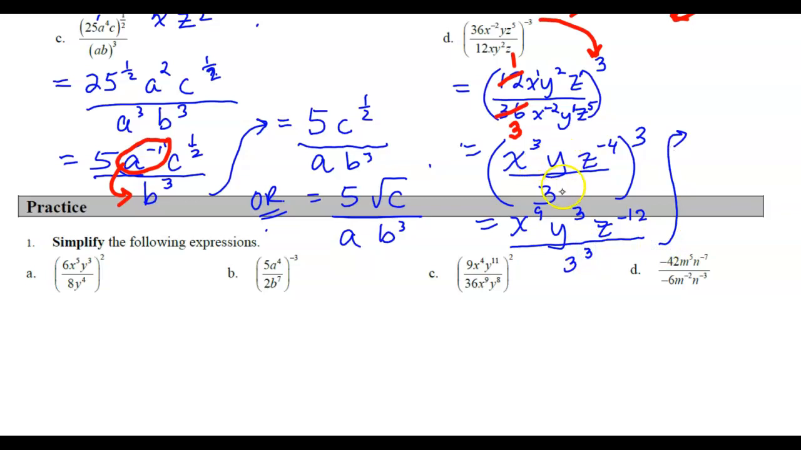What happened to the y? The 1 is up there with the x. It's understood to be a 1. The 3 is in the denominator, it stays there. Okay. So now the z has to go into the denominator along with the 3 cubed. So we'll have x to the 9, y cubed over 3 cubed is 27, z to the positive 12.